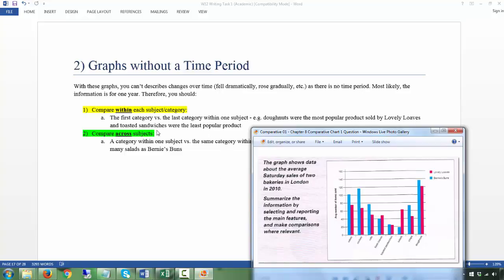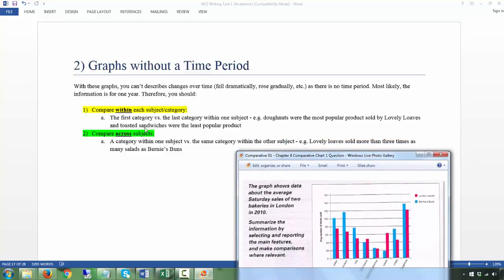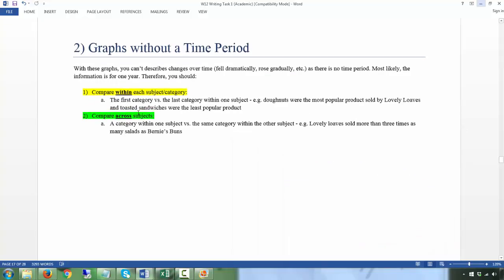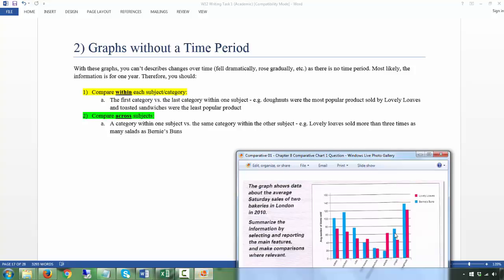All right, and you're going to compare across the subjects. So you're not just going to compare the categories, the cakes, cookies, etc. within Bernie's Buns or within Lovely Loaves, but you're going to compare the products in Lovely Loaves versus the products in Bernie's Buns. For example, here it says the first category versus the last category within a subject. Example, donuts were the most popular product sold by Lovely Loaves, and toasted sandwiches were the least.